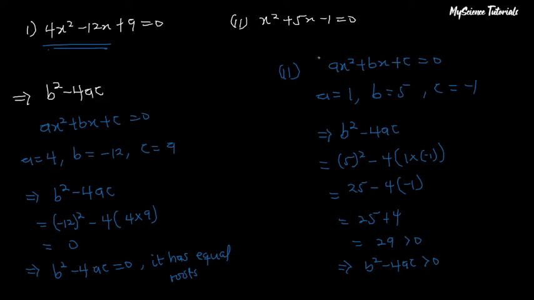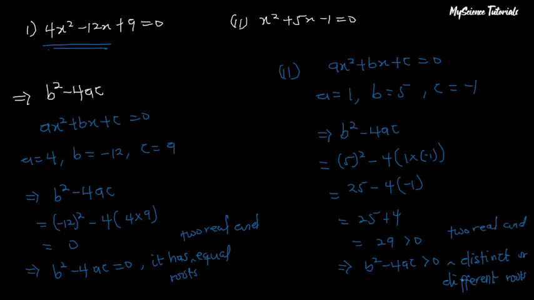So it means the nature of the root of the quadratic equation over here is what? It has distinct or different roots. Different roots. Remember, it is two real, and before you add the equal roots, and then over here it is two real, and before you add the distinct or different roots. Okay, so that is how you are able to find the nature of the root of a quadratic equation.